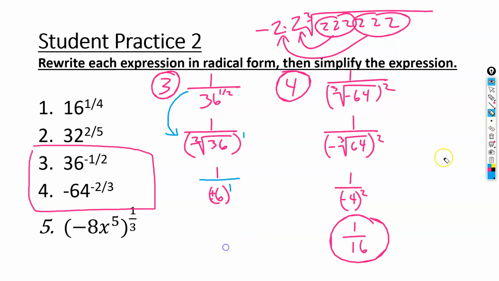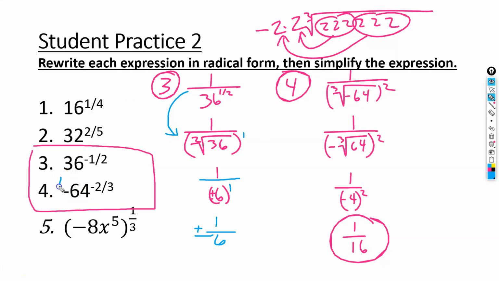All right. Anyway, back to where we were. So we rewrote it. Then we take the square root of 36, which is positive and negative 6, and you raise that to the first power, and you end up with basically plus and minus 1/6. All right, let's take a look at the next one.